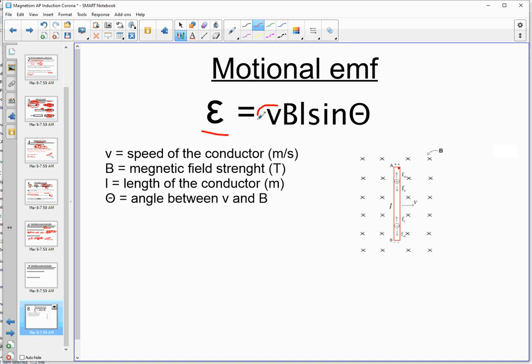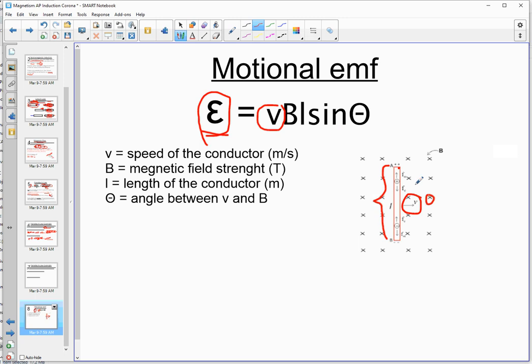You got to be careful here. This V is now the velocity of the conductor. This is not the induced potential difference. Here's your induced potential difference, and you get it by multiplying three things together: the speed of the conductor, the magnetic field strength in Tesla, the length of this conductor in meters, and then the angle between the velocity and the magnetic field lines, which you may remember the x's are into the page, so that's a 90-degree angle.